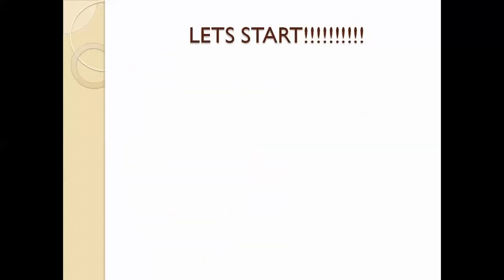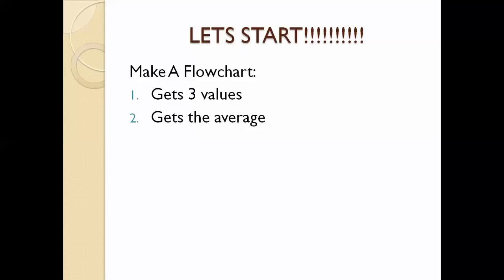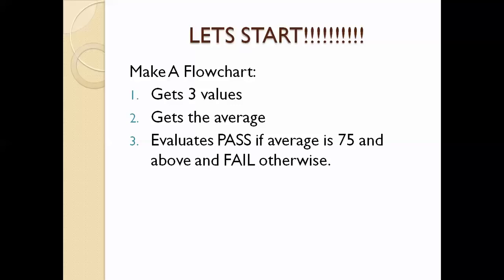So let's start with making a flowchart. Our process would be: it should get 3 values. It gets the average of those 3 values. It evaluates if it's pass, with the average being higher than or equal to 75, or otherwise lower than 75, meaning fail. And it prints the average and your rating, if you're pass or you're fail.